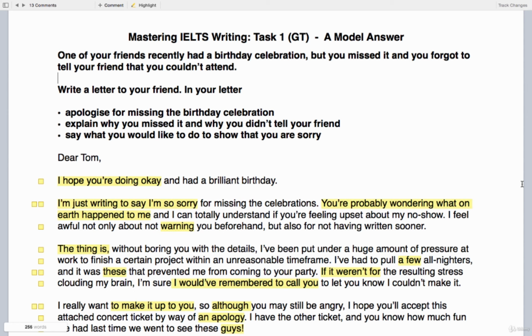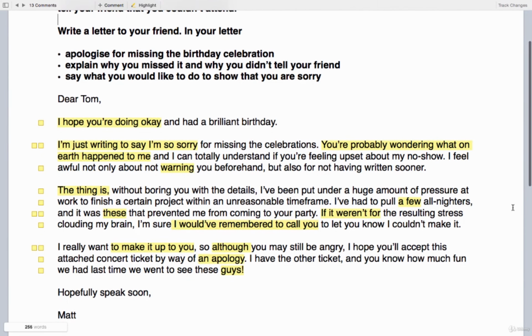So we're going to take this one sentence at a time, and you can see that I've highlighted different sections here. The reason that I've done this is so that I can explain what skill is being used and which part of the course you can go to learn how to improve this skill. Okay, so Dear Tom. Now bear in mind the dear part will be given to you in the exam. You just need to come up with a name, an appropriate name in this case. So it's a friend, so we can say Dear Tom. I hope you're doing okay and had a brilliant birthday.